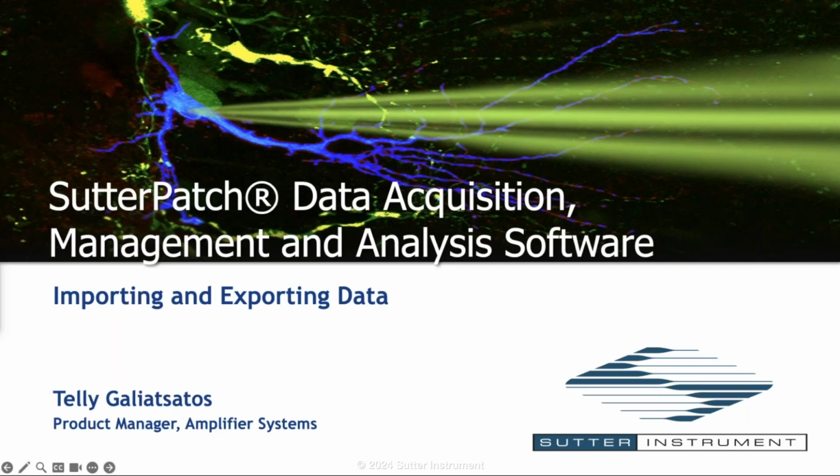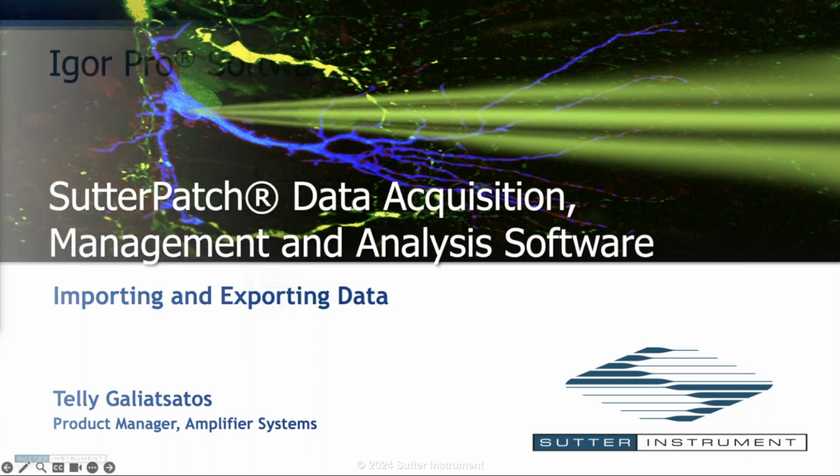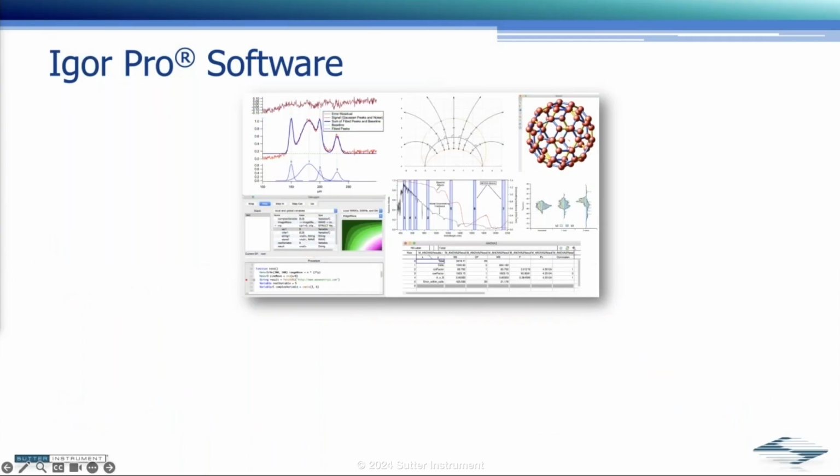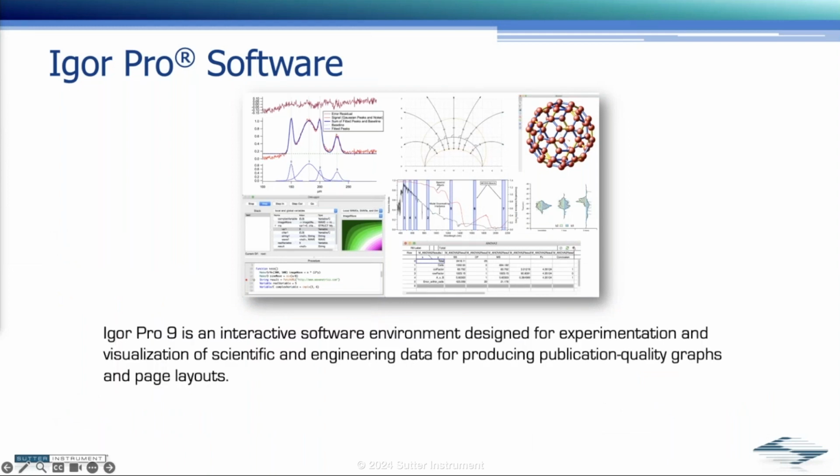My talk today will provide an overview of the various SutterPatch data structures and discuss how to access, export, and import data. First, a quick overview of Igor Pro, which as Jan mentioned is the foundation for our SutterPatch software. Igor Pro is an interactive software package designed for the analysis and visualization of scientific and engineering data with the main goal of producing publication quality graphs and page layouts.